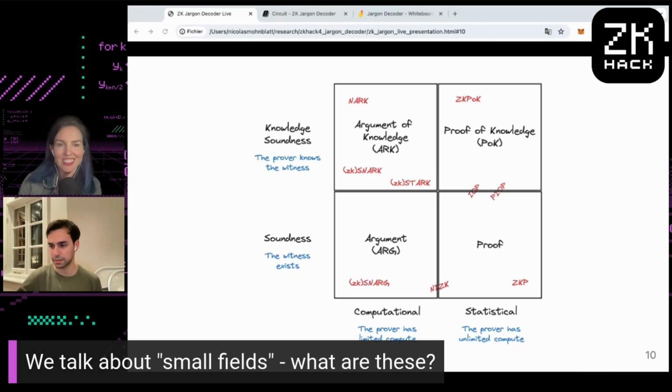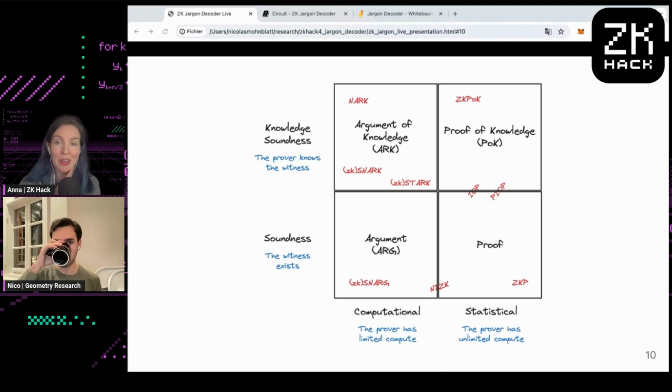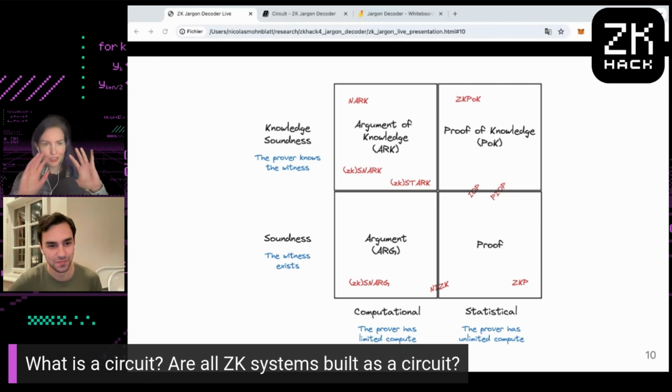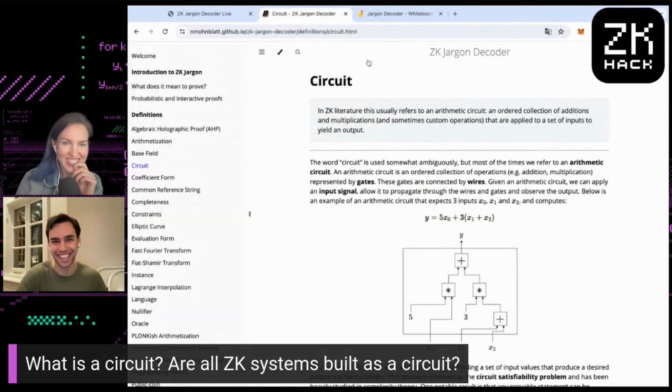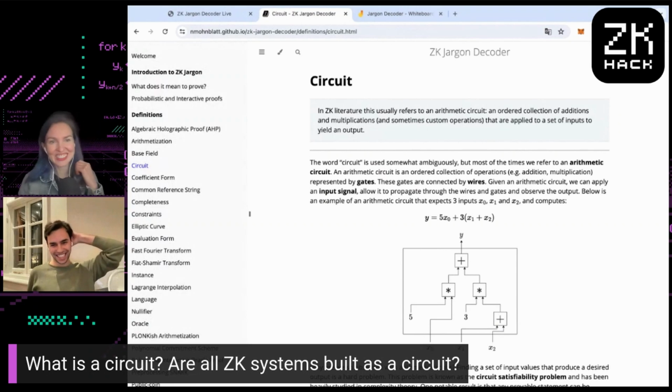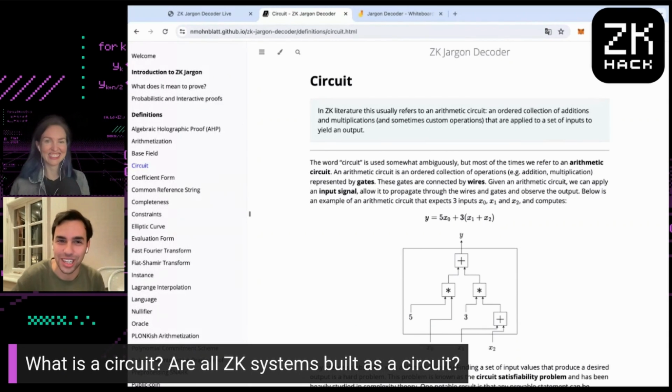All right. I want to ask another question that we had prepared. This is about circuits. So a circuit is mentioned a lot. What is a circuit? And are all ZK systems built as a circuit? Yeah, I guess the tab I have open next to the slides sort of gives it away. Circuit. Jargon decoder. I thought I would use it, and I guess, shameless plug. I guess this whole thing is a shameless plug.